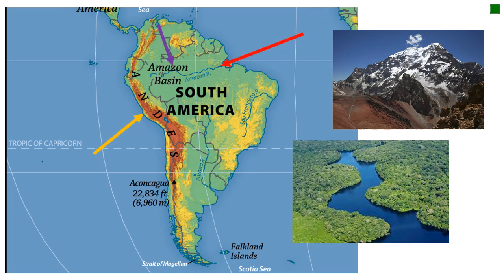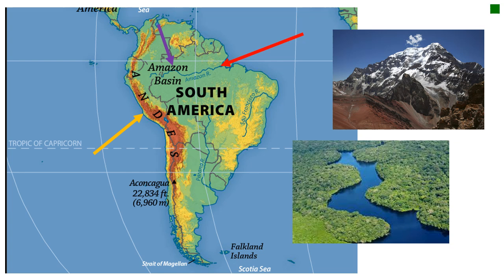Now we will look at the physical features that make up South America. In South America, on the west, we have the Andes Mountains. The Andes Mountains extend about 4,500 miles across the western coast and are considered to be the world's longest mountain chain. They were also once the basis of the Inca Empire.